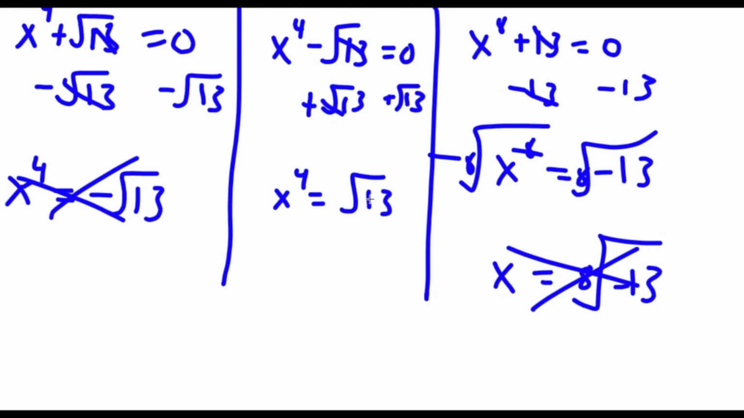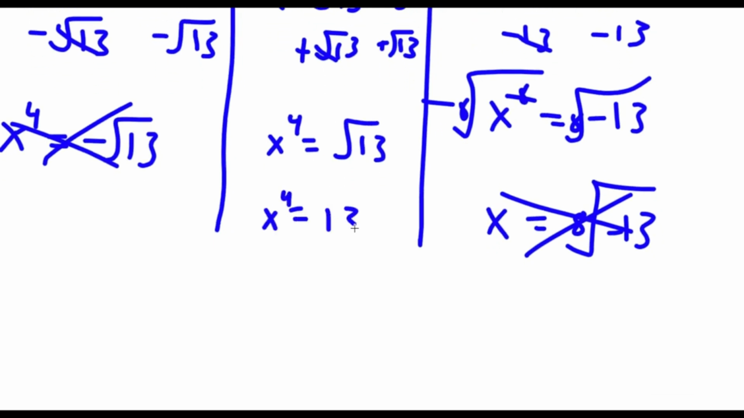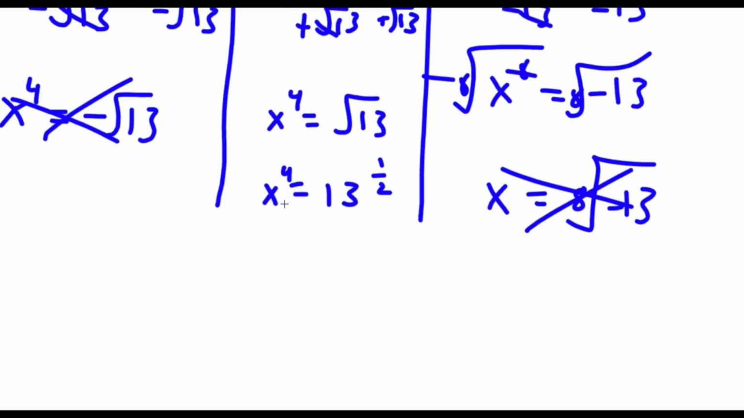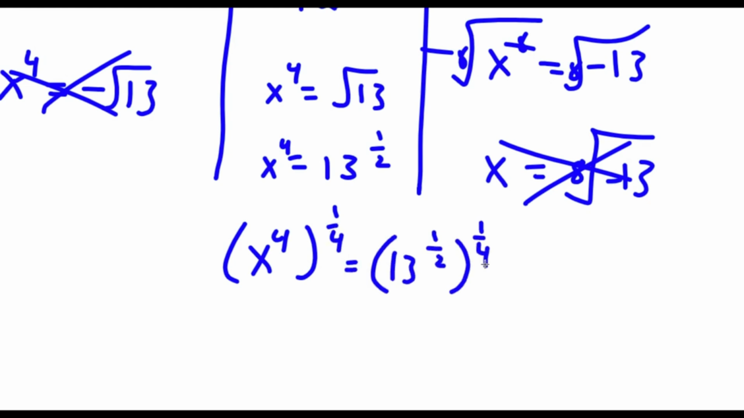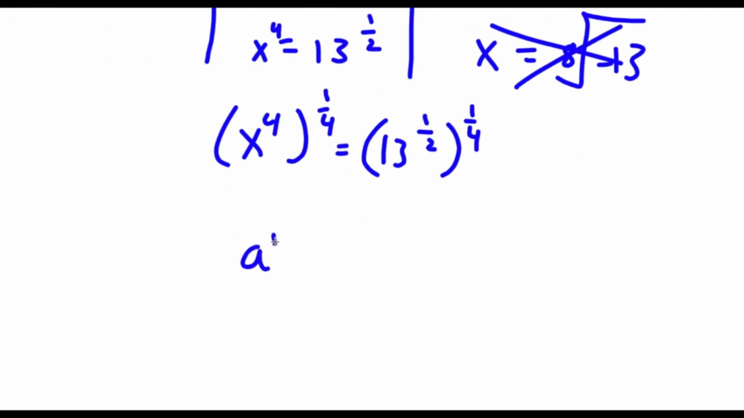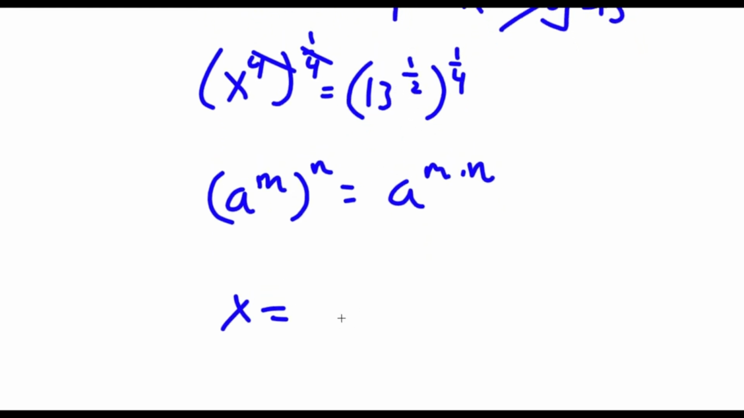Now the square root of 13, this is the same thing as 13 to the power of 1/2. So now if I take the power of 1/4 on both sides, now if I have something in the form a to the power of m to the power of n, this is equal to a to the power of m times n. 4 times 1/4 is 1, so these two cancel out. So now I have x is equal to 1/2 times 1/4 is 1/8. So 13 to the power of 1/8.